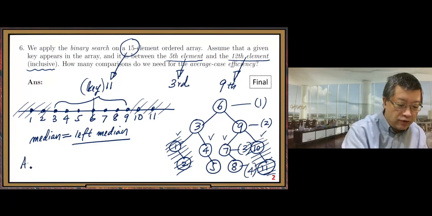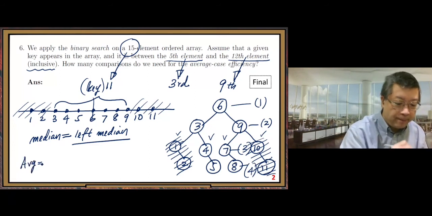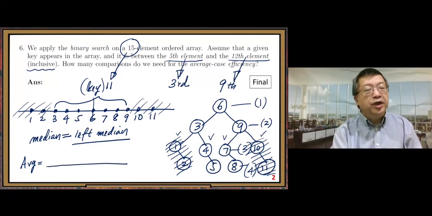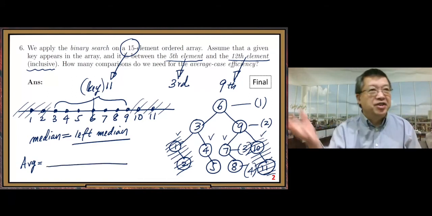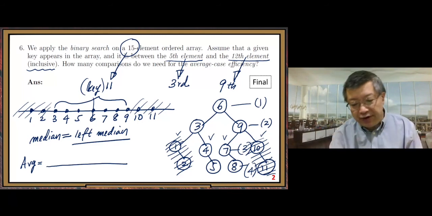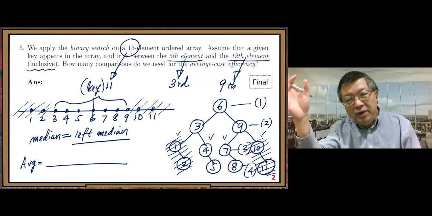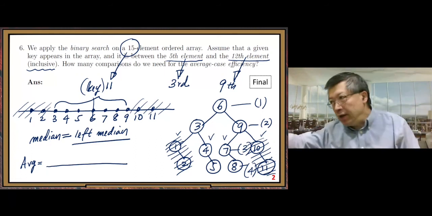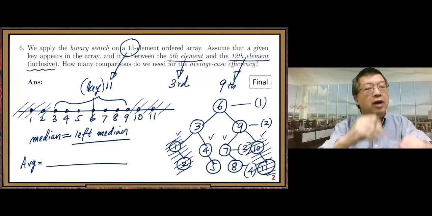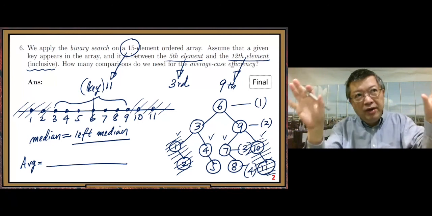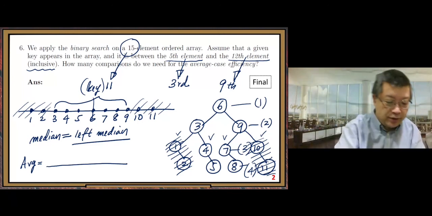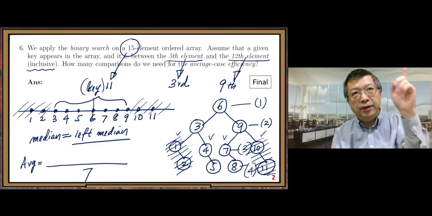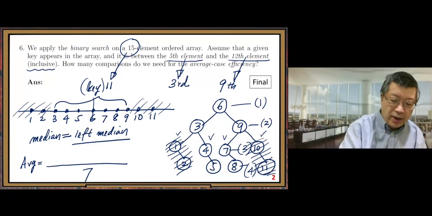Let's take the average formula. First, the denominator, how many cases? That's the easy part, so let's do that first. Total 11 elements. We eliminate 2 at the left-hand side, 2 at the right-hand side. We eliminate 4 elements. 11 minus 4, 7. Total cases 7. Then the numerator.